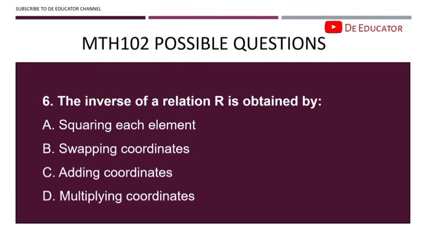The inverse of a relation R is obtained by dash. To get the inverse of a relation, what happens is that we swap coordinates. So the correct answer is B. So if I have a relation as X, I have a relation like this.